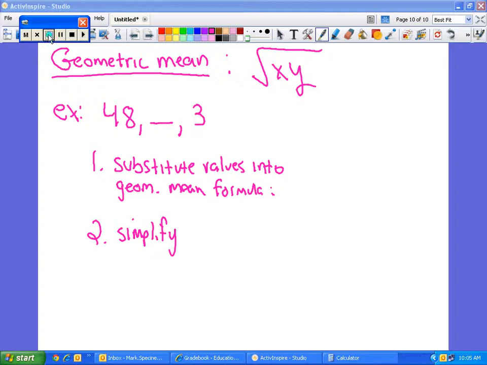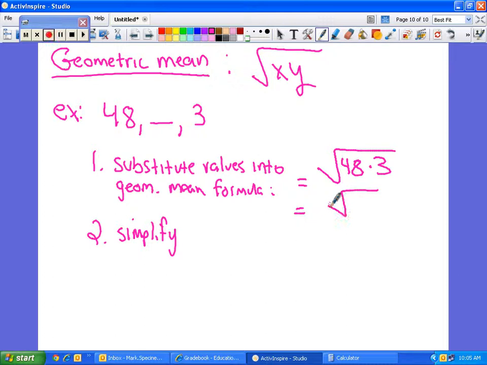So here, we substitute the values that we know into the formula. So it's the square root of 48 times 3. 48 times 3 is, anybody? 144. Very good. Okay, now here's the twist. In an arithmetic sequence, we had one answer. But because we're taking the square root of a number, how many answers are we going to get? Two, positive or negative. So my answer is always going to be plus or minus whatever the value is.